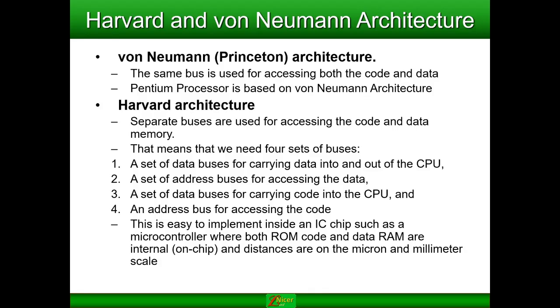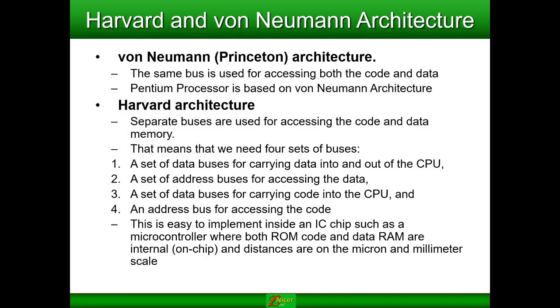Then we have our Harvard and von Neumann architecture. In the von Neumann, or Princeton, architecture, the same bus is used for accessing both the code and data, as we showed in the diagram. The Pentium processor is based on von Neumann architecture. And then we have our Harvard architecture. Separate buses are used for accessing the code and data memory, so both can be accessed and written at the same time. It works in parallel, and we can get the most of it.